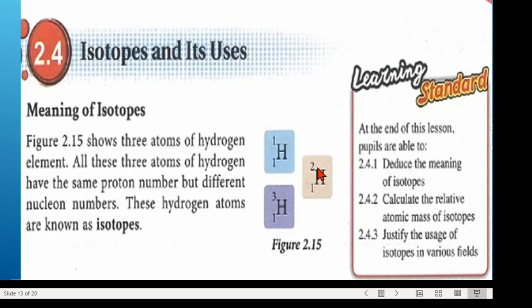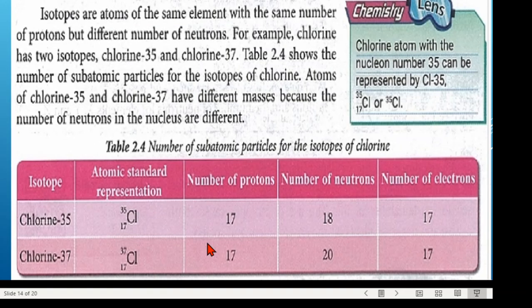Okay. Isotopes are atoms of the same element. For example, H, H, H. Hydrogen, hydrogen, hydrogen. Having the same number of proton. 1, 1, 1. But different nuclear number. 3, 2, 1. Faham? Itulah yang dipanggil sebagai isotopes. For example, chlorine has two isotopes, chlorine 35 and chlorine 37.